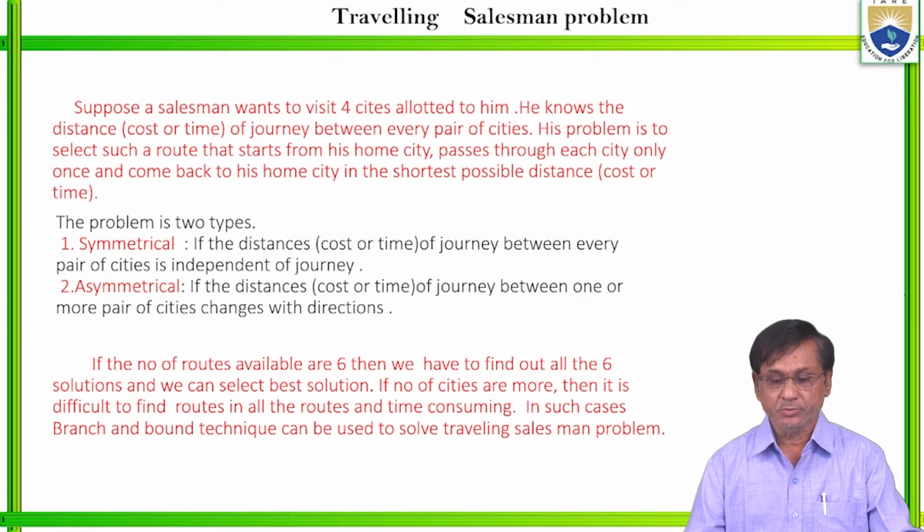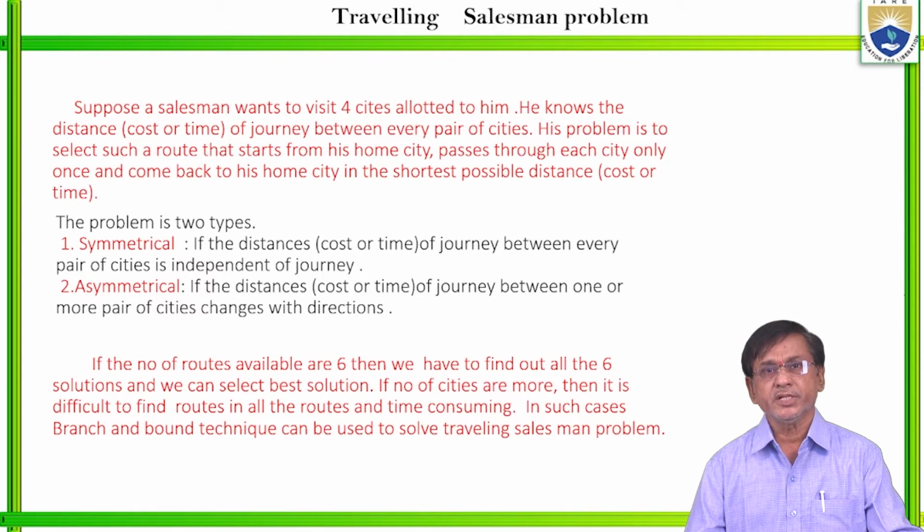Traveling Salesman Problem. Suppose a salesman wants to visit a certain number of cities allotted to him. He knows the distance, cost, or time between every pair of cities. His problem is to start from his home city, pass through each city once and only once, and come back to his home city at the shortest possible distance, cost, or time.